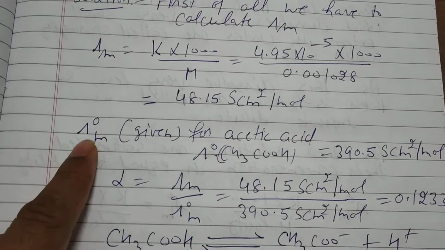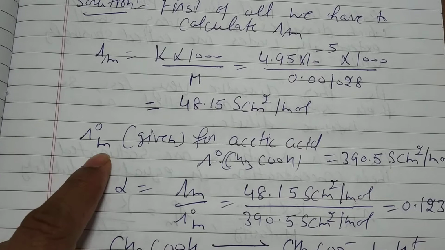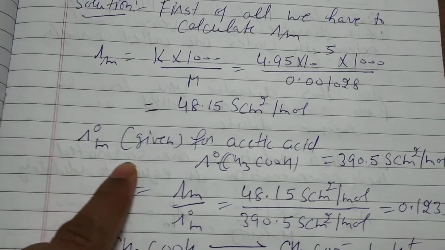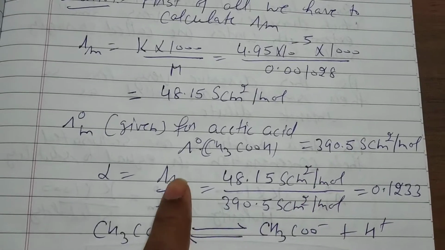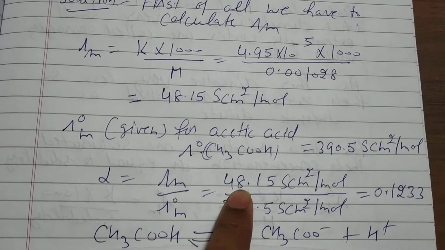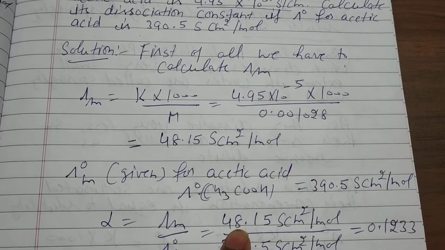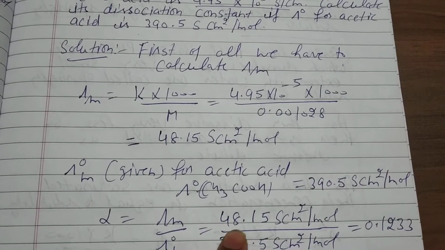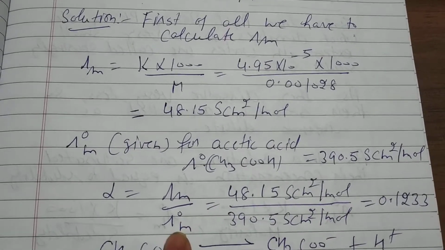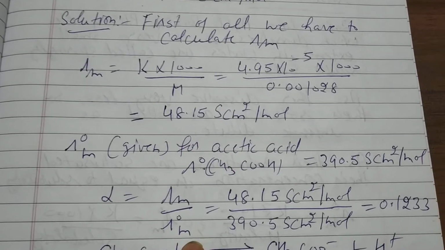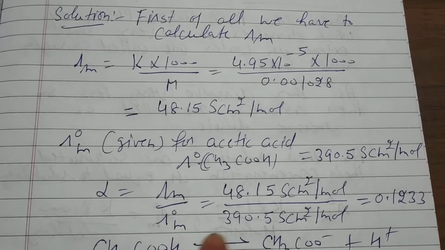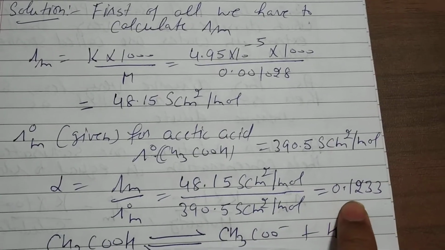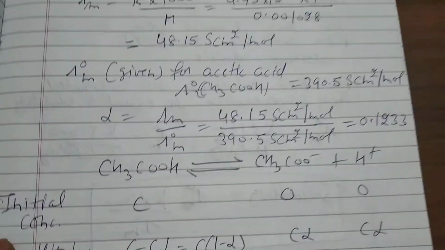Now Λ°m for acetic acid is given. I already told, 390.5. So Λm is 48.15. We have calculated at any concentration, and this Λ°m, the limiting molar conductivity or molar conductivity at infinite dilution, is given. So this value came 0.1233. Alpha is degree of dissociation.